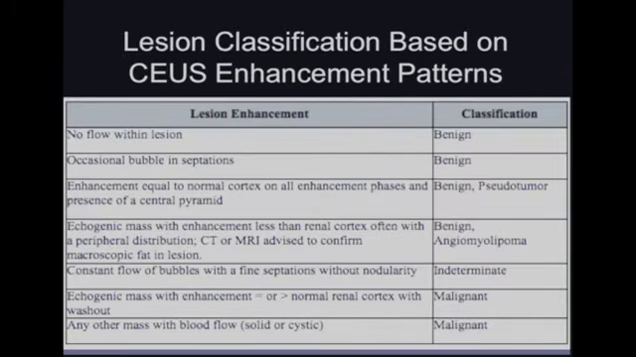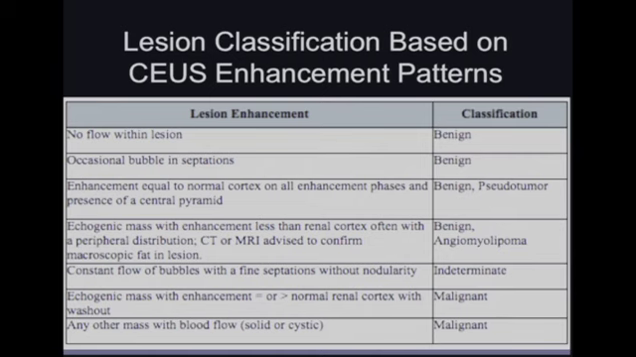We had our lesion classification based on contrast-enhanced ultrasound enhancement patterns. We considered a lesion with no flow within the lesion as benign. If there were occasional bubbles in the septi, usually seeing a single bubble going through the septation, we considered that benign. If there was enhancement equal to normal cortex in all enhancement phases, and there was a presence of a central pyramid, we considered that benign as a pseudotumor. Echogenic mass with enhancement less than renal cortex, often with a peripheral distribution, we considered a benign angiomyolipoma, but always obtained a CT or MRI to confirm the presence of macroscopic fat in the lesion.